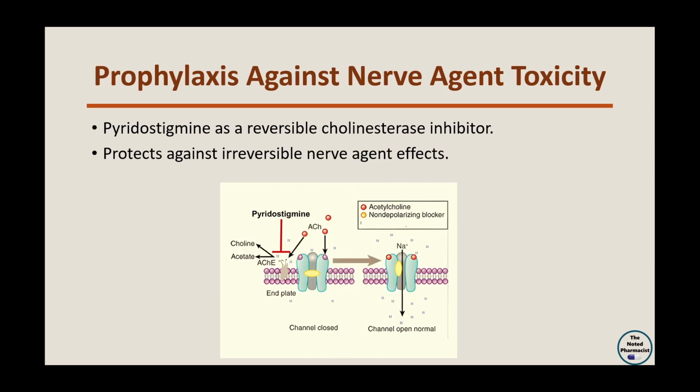Prophylactic uses include protecting against nerve agent toxicity in hazardous settings. Pyridostigmine is a reversible cholinesterase inhibitor used to block irreversible nerve agent effects, providing a safeguard in high-risk environments. This highlights the importance of parasympathomimetics in occupational and emergency medicine.